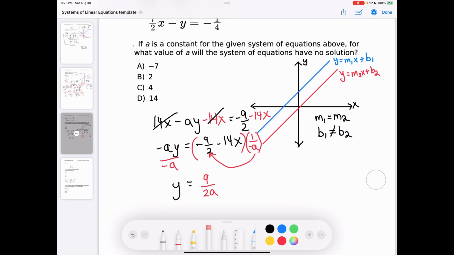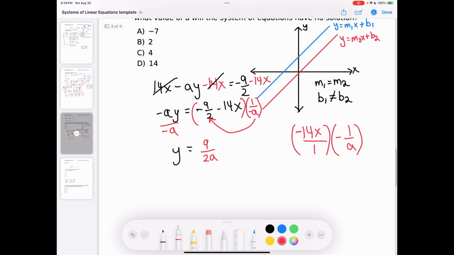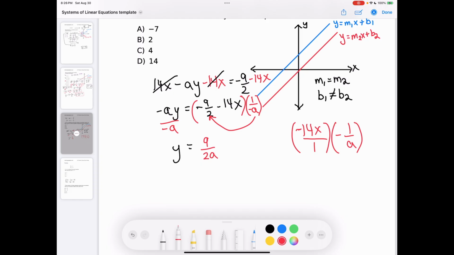So let's do the next one, the other term. I have negative 14x, which I can rewrite as negative 14x over 1. Let's make this parentheses a little bigger. Multiplied by negative 1 over a, right? Again, I have two negatives. A negative multiplied by a negative, so my answer is going to be positive. I multiply face to face, so I'm going to have 14x times 1 is just 14x. And that's going to be divided by 1 times a is just a, right? And my answer is going to be positive, right? So that is 14x over a.